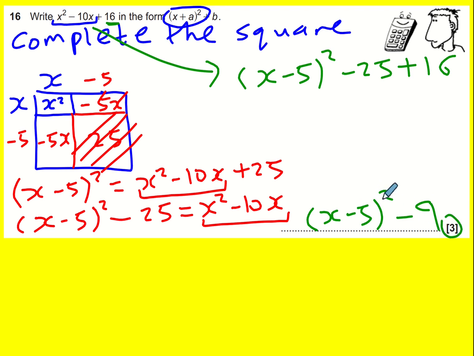Why do we have this minus 10? It's to get both of these bits here. Why do we have to minus 25? It's because when I make my square, I get this extra 25 here, so I have to subtract it. In this case, I've got 16, so I just then simplify that. And that's us completing the square.